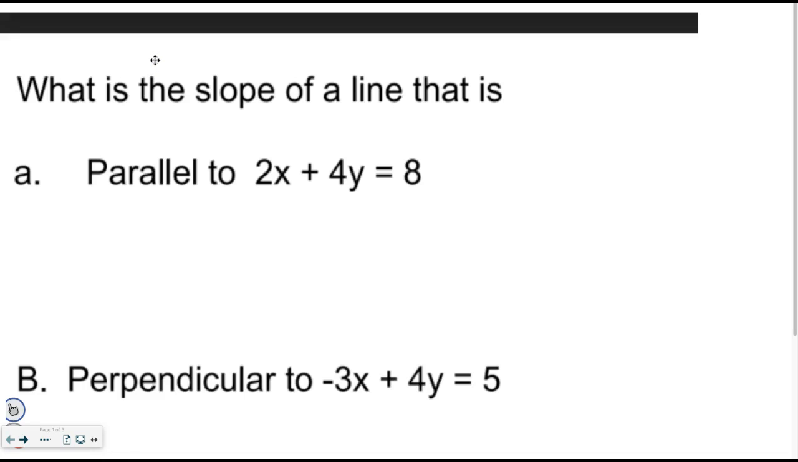Michener's was Delta Math on this topic, Miss Cedarholm's was bookwork on this topic, and Miss Peterson's was a blue worksheet on this topic. But they all asked about parallel and perpendicular lines. So first up, it just asked for the slope.